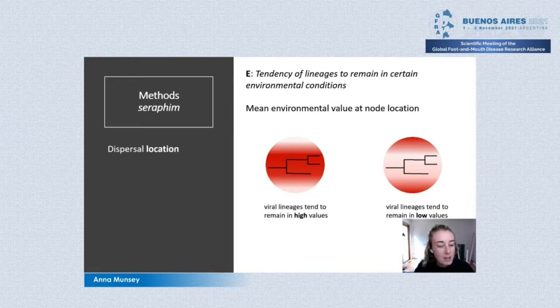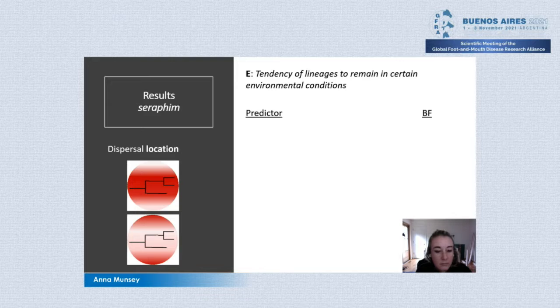The first test analyzes dispersal location. It looks at the statistic E, the tendency of lineages to remain circulating in certain environmental conditions. It analyzes the mean environmental value at the node location and determines whether viral lineages have a tendency to remain in high environmental values or whether they have a tendency to remain in low environmental values.